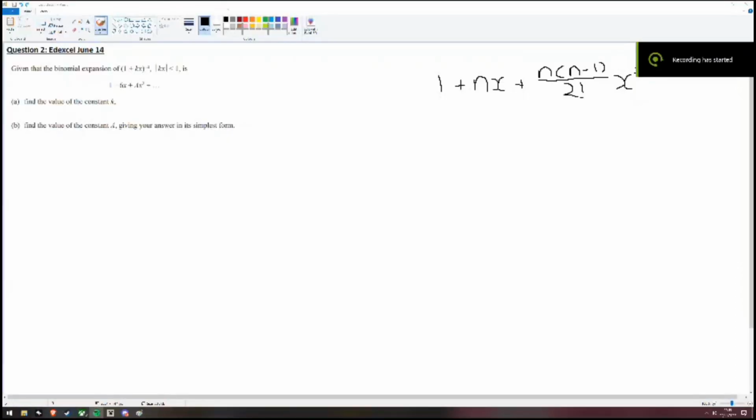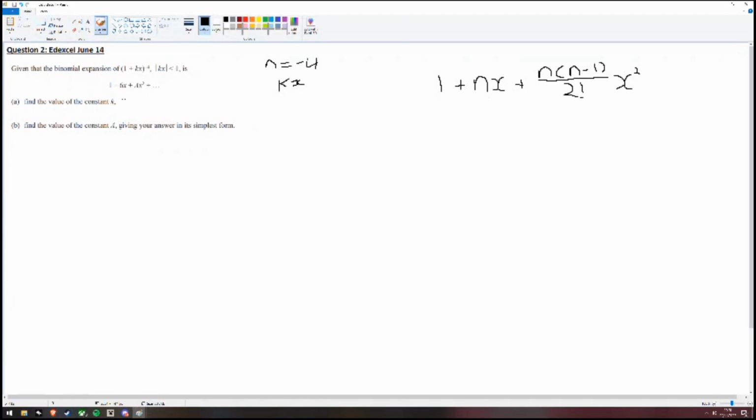So for question 2, we are given that the binomial expansion of (1 plus kx) to the power of minus 4 is 1 minus 6x plus ax squared. Find the value of the constant k. Now we only need up to x squared, so our binomial expansion is 1 plus nx plus n(n minus 1) all over 2 factorial x squared. Our n here is equal to minus 4, and we are subbing in kx. k is just a constant.